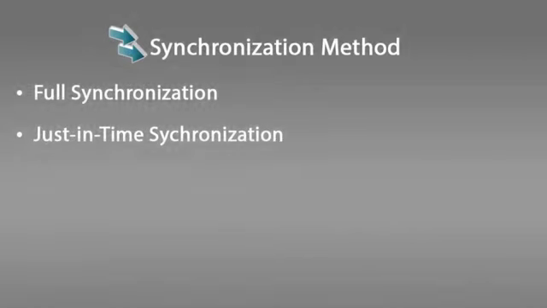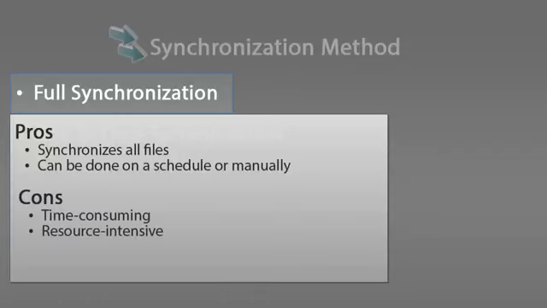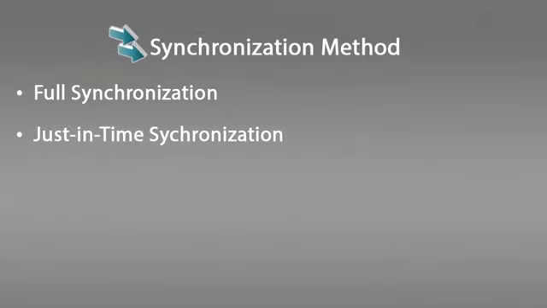You can choose either full synchronization or just-in-time synchronization for the synchronization method. Full synchronization synchronizes all files and folders from a given net folder either at a schedule that you specify or from a manual action. All files and folders are examined for changes, and any changes are then synchronized. Full synchronization ensures that all items are synchronized. However, it is more time-consuming and resource-intensive than just-in-time synchronization.